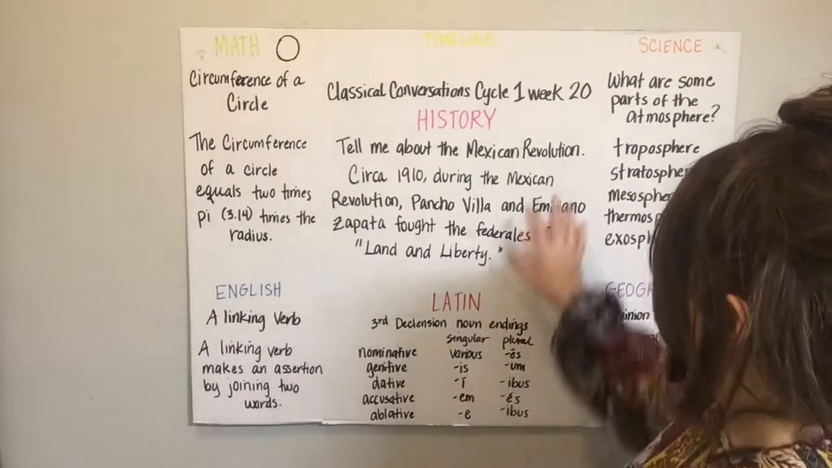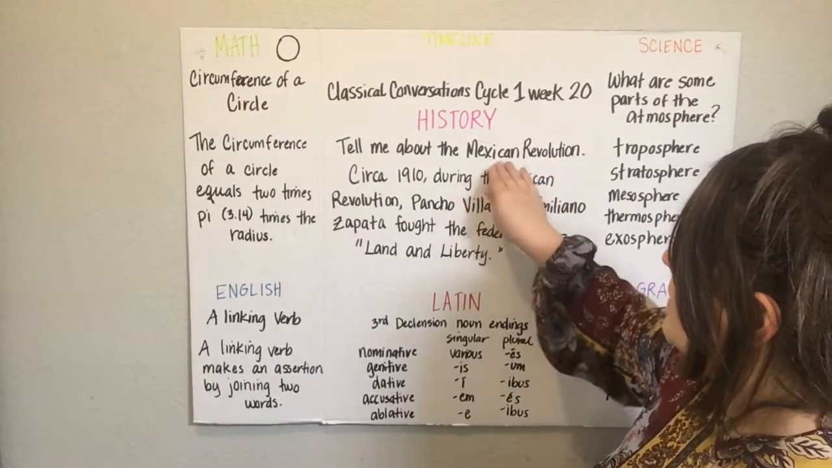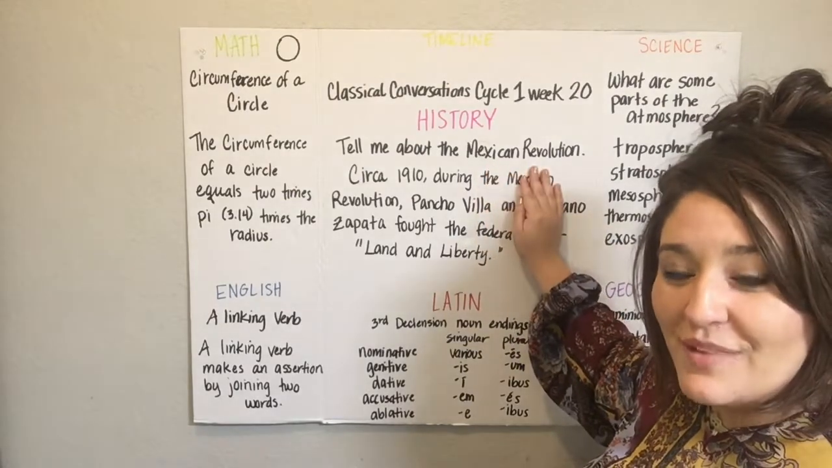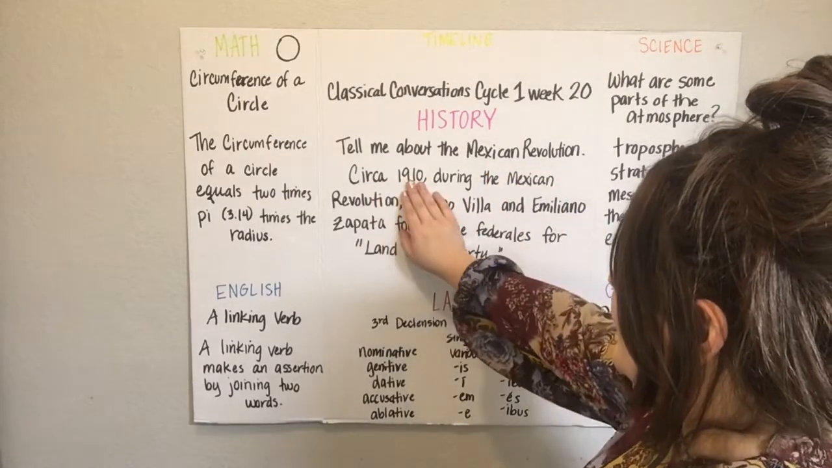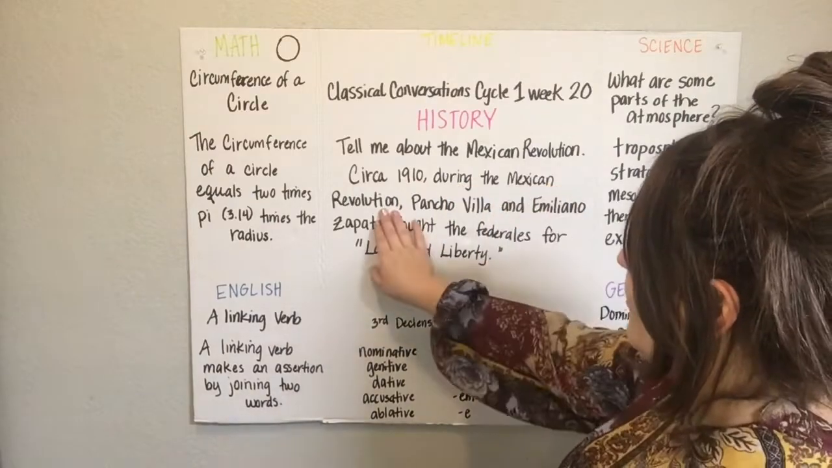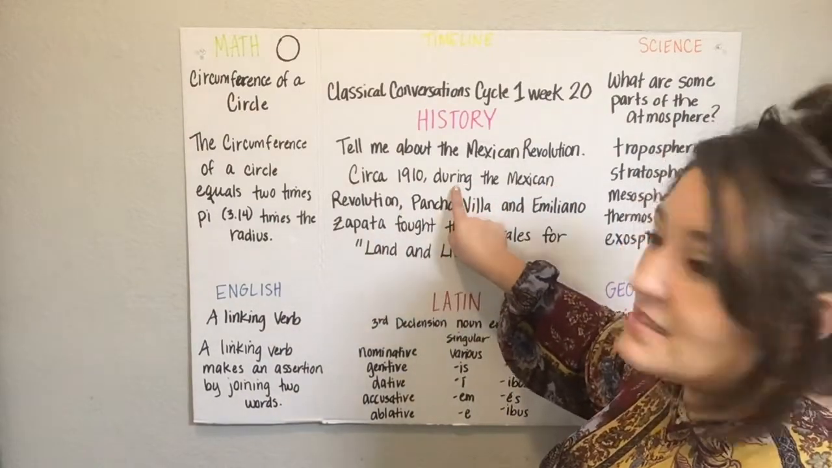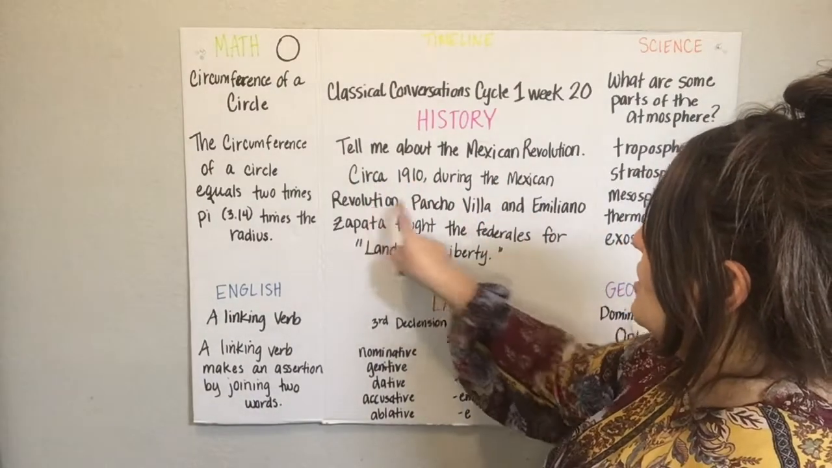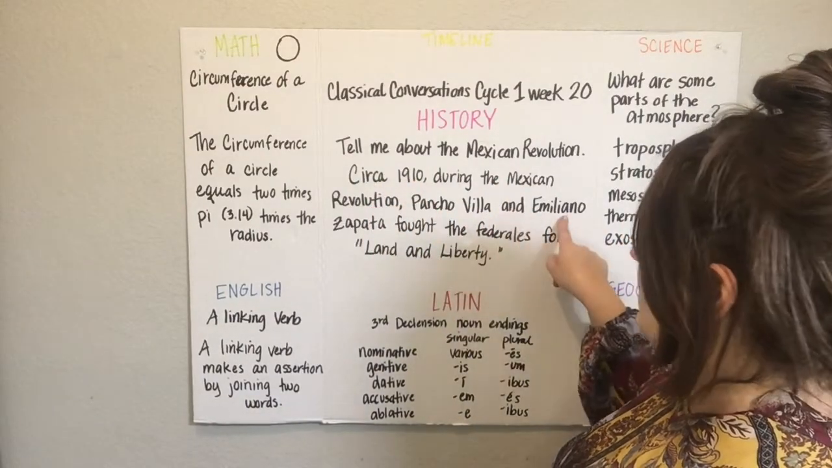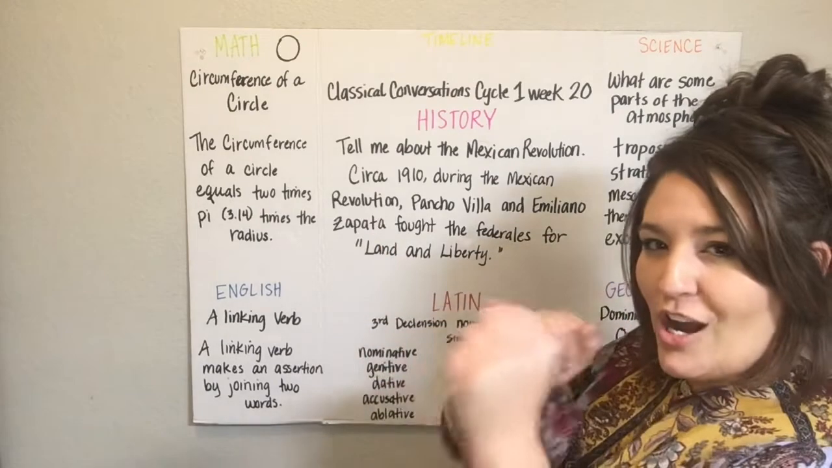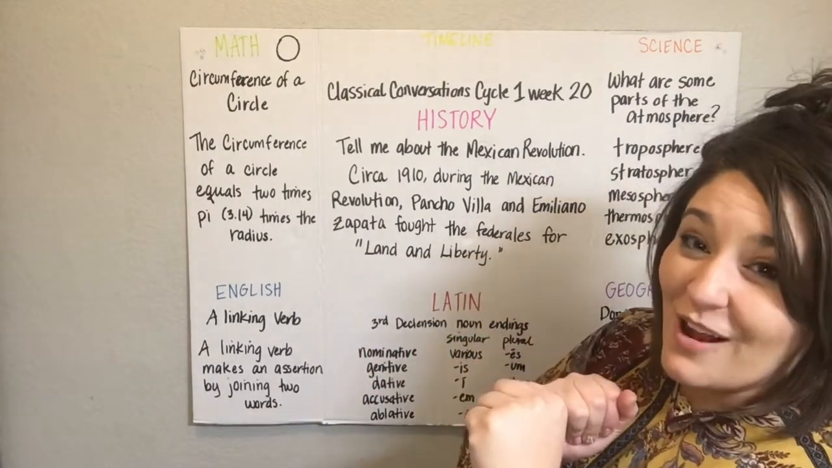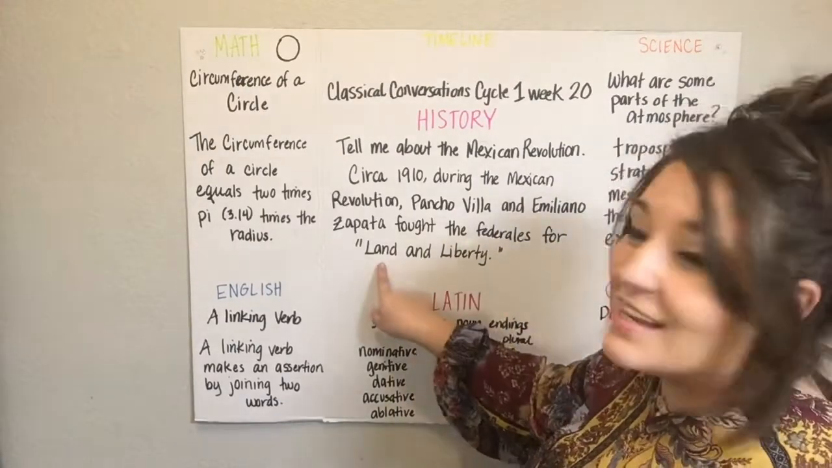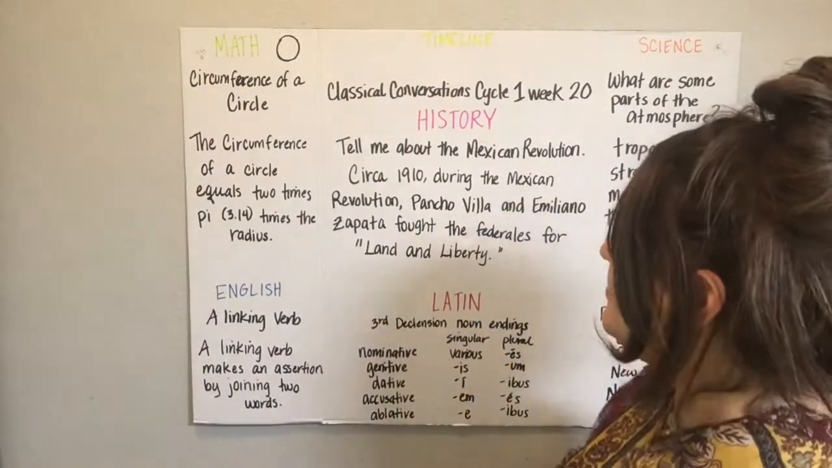Then we went ahead and we moved on to history, and we learned about the Mexican Revolution. Let's say that together. The Mexican Revolution. We had circa 1910, during the Mexican Revolution. In the song, it does not say the word during. So it says circa 1910, the Mexican Revolution, Pancho Villa and Emiliano Zapata fought the federales. The federales are the police. Why? Let me tell you why. For land and liberty. So here we go.